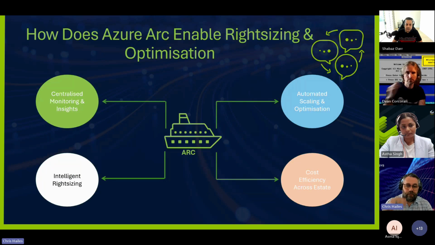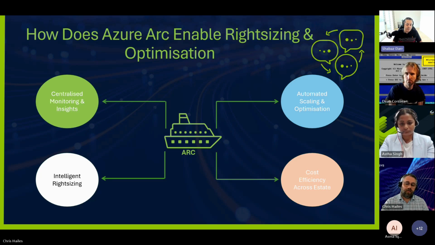So how does Azure Arc enable right sizing and optimization? I think we've talked a little bit about BYOL, bring your own license, which is a big piece of cost optimization when it comes to licensing, but Arc can also help us with the journey of right sizing and optimization. As Shabaz talked about previously, it's about understanding our application environment and its performance needs so that we can scale up or down as necessary, and get the right SKU size for what we're trying to achieve. That can help us in every environment, whether it's on-prem, in another cloud provider, or even in Azure.